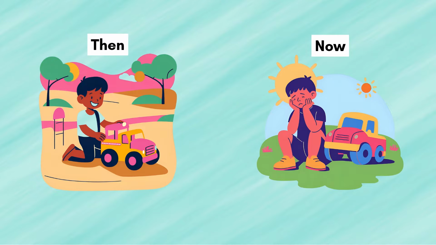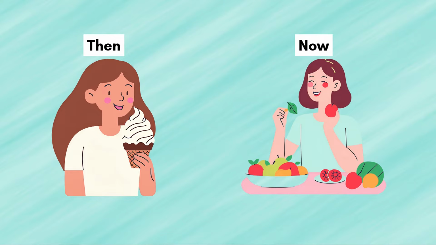For example, look at this. This is Max. Max used to play with his toy truck every day. But now, Max doesn't play with the truck anymore. He used to, but now he doesn't. Next example. I used to eat ice cream every Saturday, but now I prefer fruit. I don't eat ice cream every Saturday anymore.